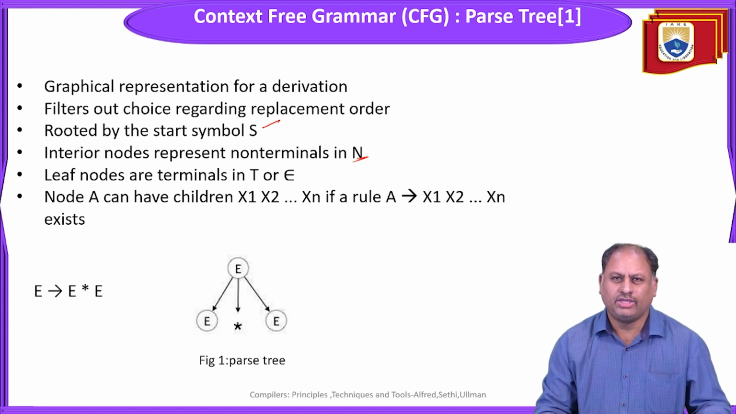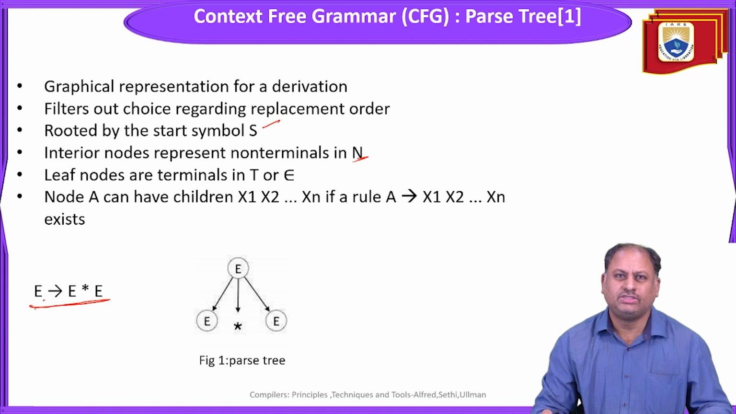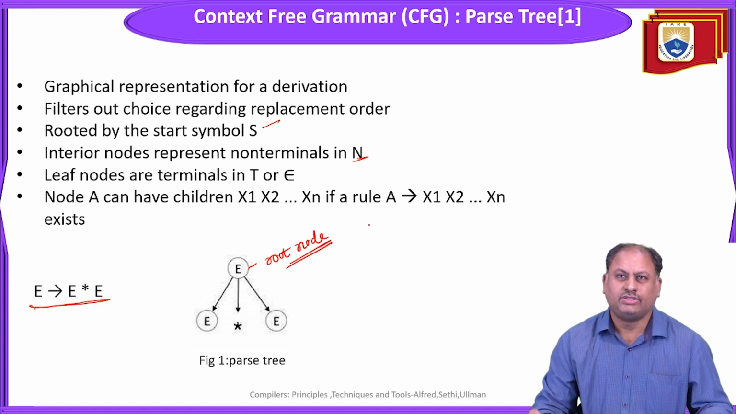The root node here is E, and E derives E star E. In this derivation, the start node is considered as the root node. Terminals are leaf nodes, whereas non-terminal nodes are interior nodes.